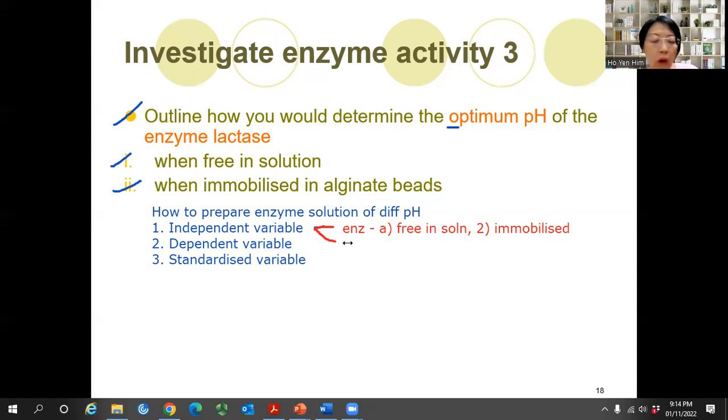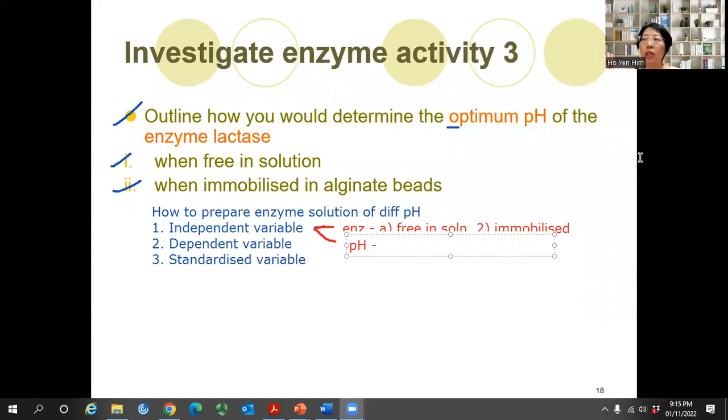So how many different pH will you prepare if this is an independent variable? What is the minimum number that I've mentioned before that you need to prepare for an independent variable? The minimum number must be 5, correct? So can you tell me what are the pH that you will prepare for this experiment? If it's 5, what pH will you prepare?